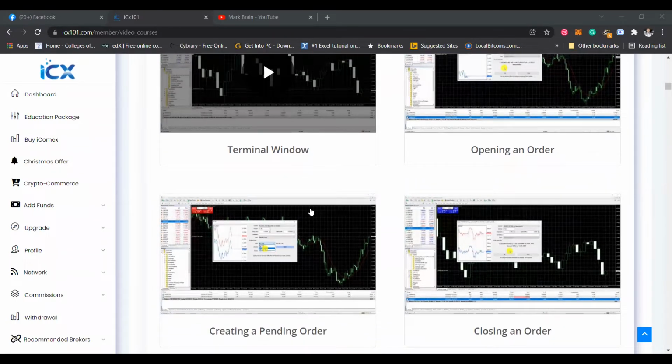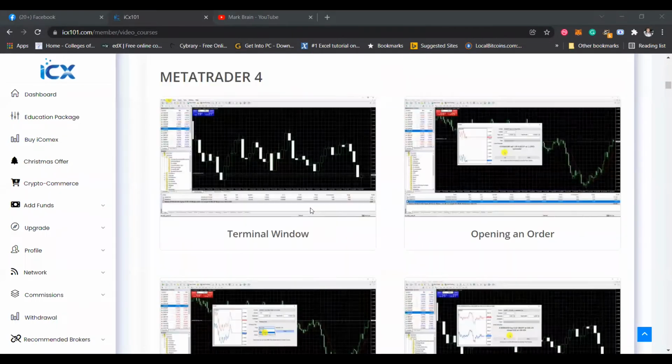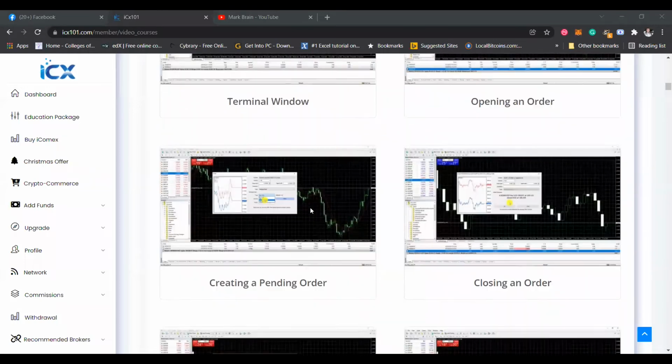How to open an order. That means you have seen a signal at the ICX back office and you want to pick that signal. How do you go about it? The video is here. On the MetaTrader 4, we have the 5.